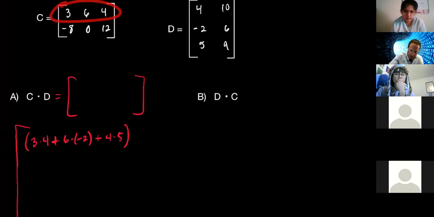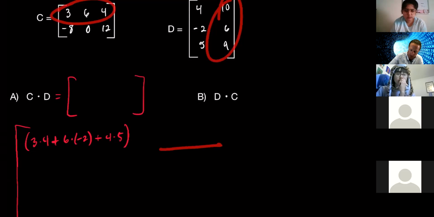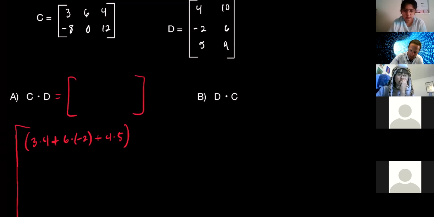Okay. Now I'm going to take that and I'm going to do it to row 1 with column 2 now. So I will take that row 1, column 2, which will give me my first row second element. By taking row 1 and column 2, that'll give me this element. Sorry, so much red there. So then I will take the 3 times the 10 this time, plus the 6 times the 6, and then the 4 times the 9.